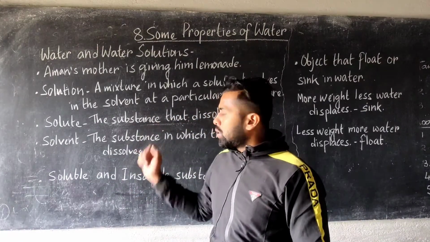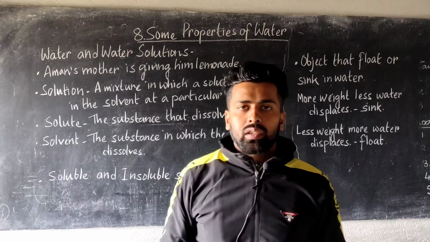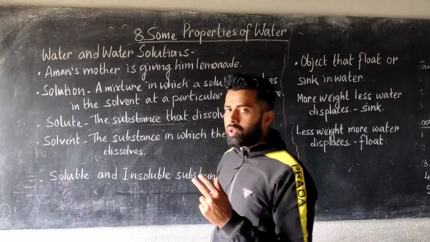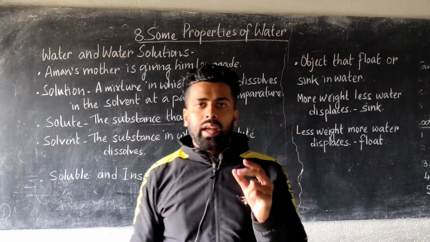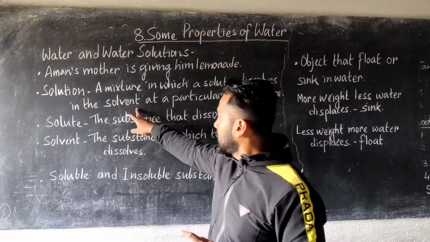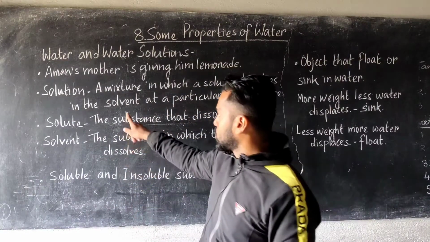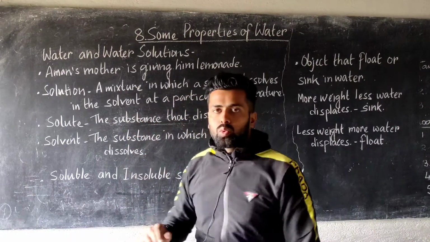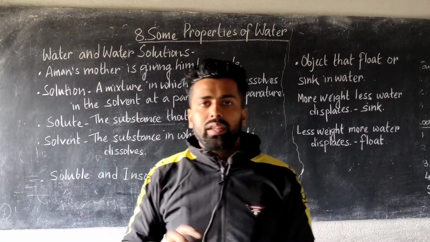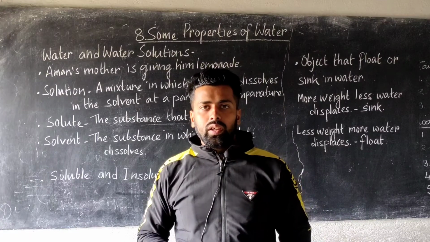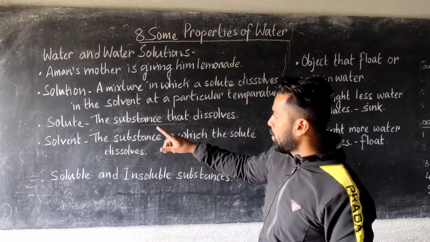If we take an example in Aman's case, you will find that the solute is the powdered sugar, and the solvent is the water and the lemon that is mixed. When the sugar gets dissolved in that solvent, we get a solution. That is the lemonade.